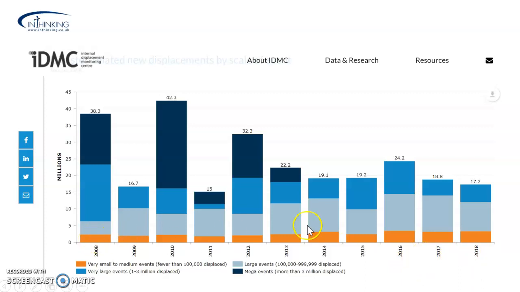Now this represents a 10-year period between 2008 and 2018, and I think it's fair to say we're experiencing the impacts here of climate change within this 10-year period. So I would say the numbers of people being displaced are very high.